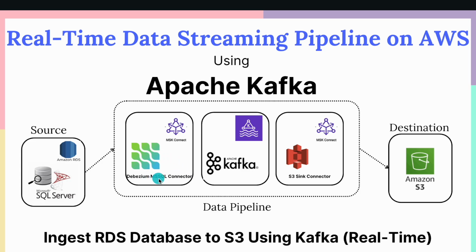So we are going to install the Debezium SQL Server connector and then create a source connector from that plugin, and then stream the changes into the Kafka topic. And we are going to pick those changes from the Kafka topic using the S3 sink connector, and then we are going to put the data into Amazon S3, which is our target. Okay, so I hope you are clear on the architecture as well.